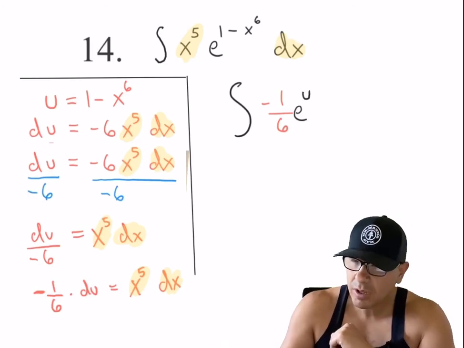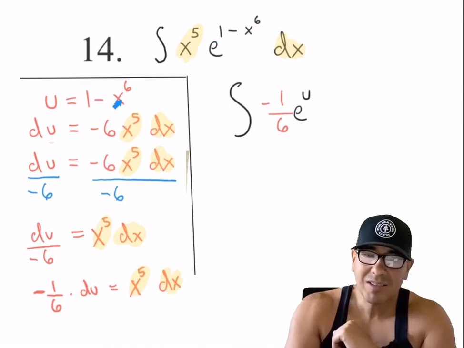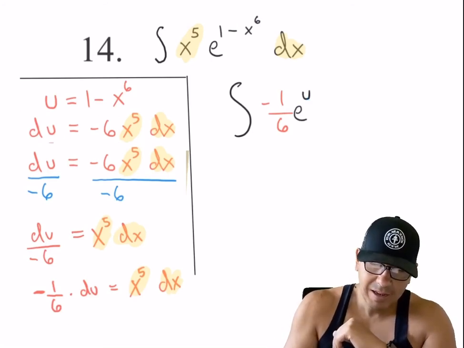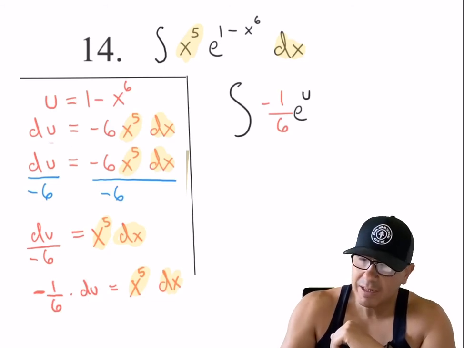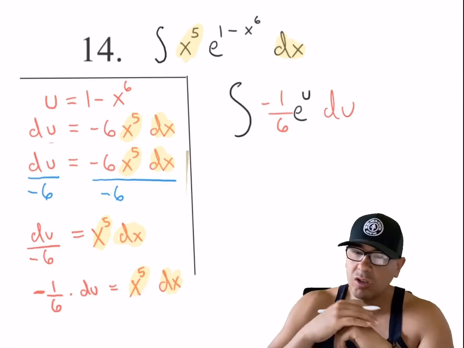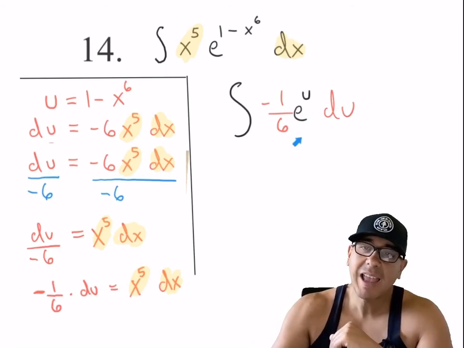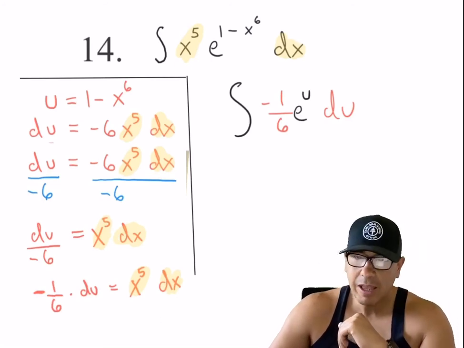So let me point that out to you. This exponent, look what I did: 1 minus x to the 6th. I now said that's equal to u. So wherever I see this, I put u, and now it's du. All right, so now everything here is written in terms of u because this is much easier to take the antiderivative of than this. So let me recap real fast what just happened.